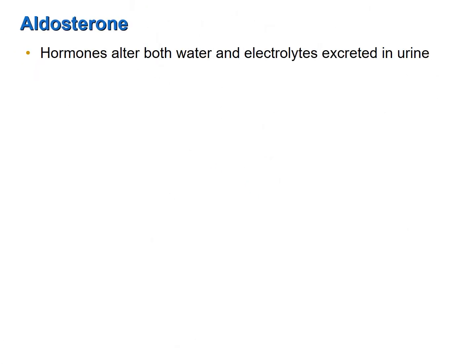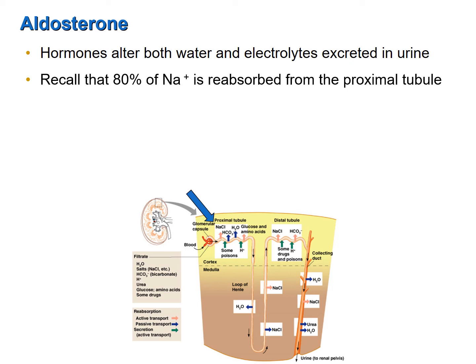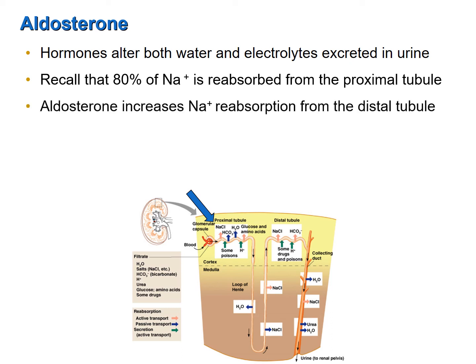I mentioned earlier that hormones can alter the water content of urine and therefore control water output by the kidneys. Well, hormones can alter not only the water content of the urine, but the electrolytes that are excreted in urine as well. If you recall, 80% of sodium filtered from the blood is reabsorbed from the proximal tubule. The hormone aldosterone targets the distal tubule and increases reabsorption of sodium from the distal tubule.